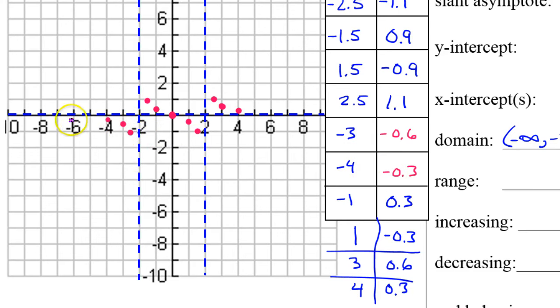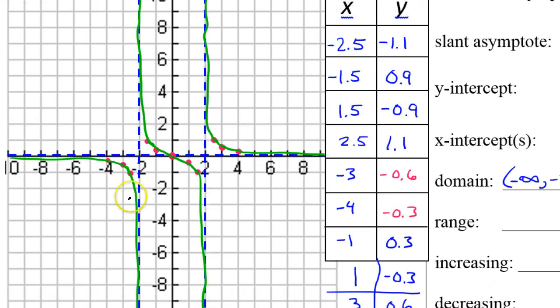Alright, now it makes a nice curve moving closer to the asymptote. In fact, I'll go ahead and off camera draw these curves approaching the asymptote. But one's going to be like this, one's going to go like this, and one's going to go like this. Alright, so your graph should look something like this. Now I can talk about the range. We read the range from bottom to top.